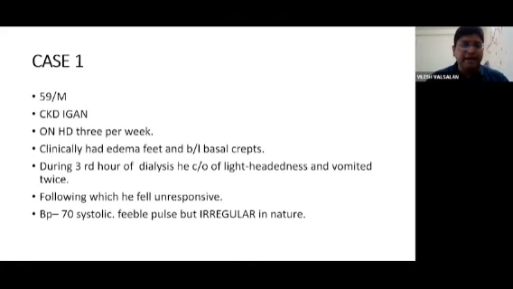So with all this background knowledge about risk factors, causes, treatment, concepts, and how to go about it, I would like to bring your attention to some cases which we normally see in our units. So let's start with case number one, a 59-year-old male who is a known case of chronic kidney disease secondary to IgA nephropathy. On hemodialysis, he was doing it 3 times per week.